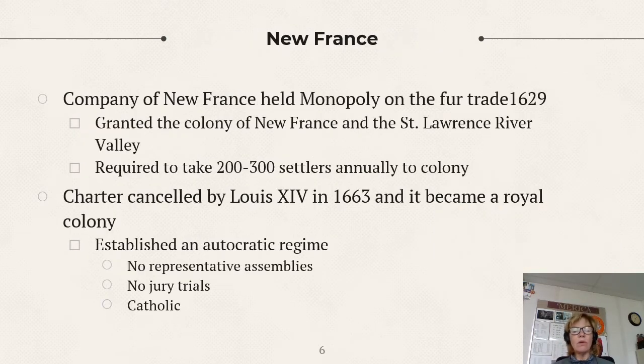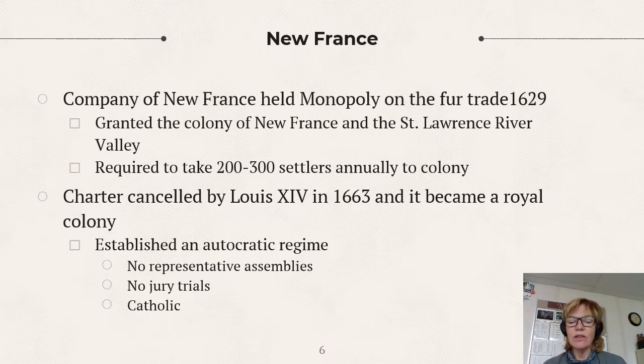Okay, so what is created is New France, and the group that establishes that is the Company of New France. It's a joint stock company, but it's controlled by the French government, and they have monopoly over the fur trade. So they're extracting all of these furs from that region of Canada. And in exchange, they're required to bring over like 200 or 300 settlers annually to the colony. France wanted to establish that in the name of France and strengthen it, right?